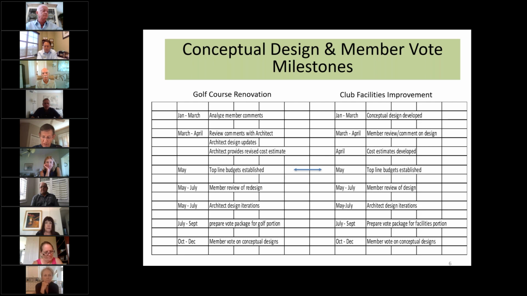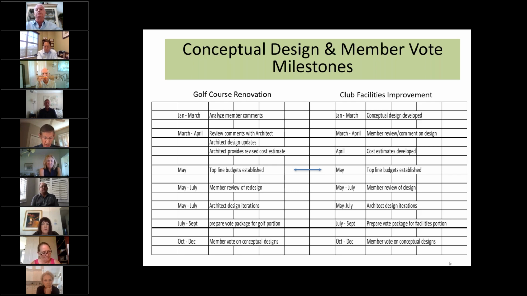Now, switching over to the club facility side, they don't have a design yet, but they're going through the conceptual design development process. Once they have something that is in line with what they think members are looking for, they'll have a member review comment on the design in probably the March-April timeframe. And in April, they'll get cost estimates developed by our owner's rep, Jeff Nunner, and Dave Porman, our architect, and other contractors will contribute to putting that estimate together.